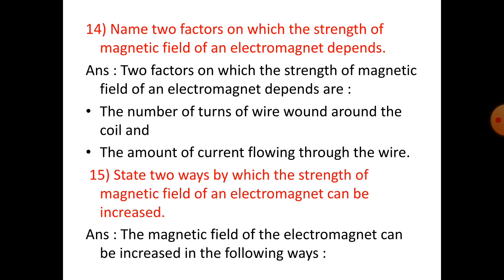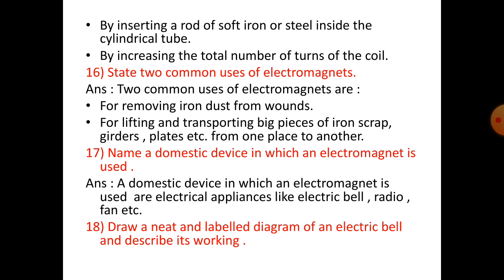15. State two ways by which the strength of magnetic field of an electromagnet can be increased. The magnetic field of the electromagnet can be increased in the following ways. By inserting a rod of soft iron or steel inside the cylindrical tube and by increasing the total number of turns of the coil.